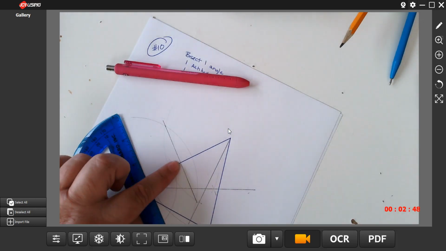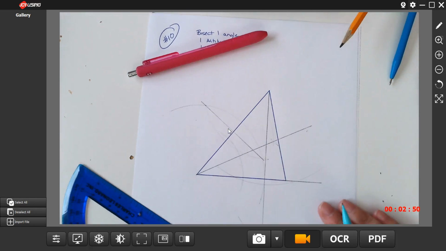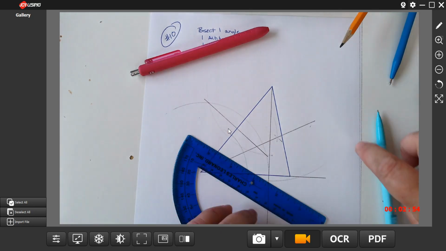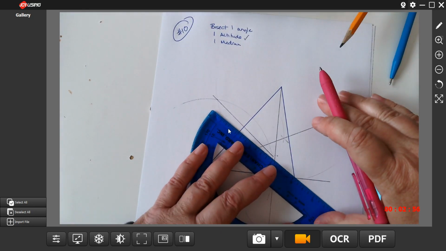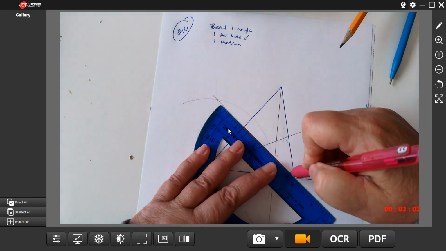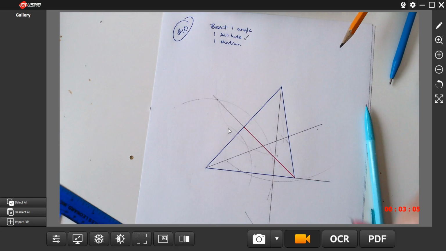Okay, so there's my midpoint, right? Here's my midpoint, so I need to connect my midpoint to the opposite vertex. I'll do this one in pink because I'm getting a lot on my drawing already. Well, it's almost exactly the same thing. It doesn't always happen that way, so be careful. There we go. That would be my median.